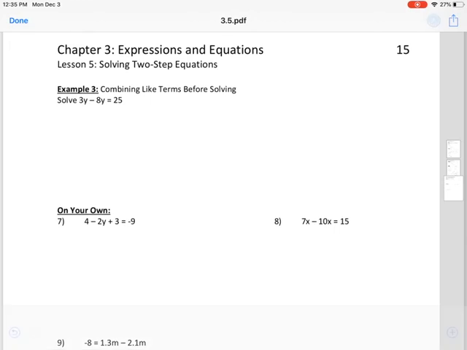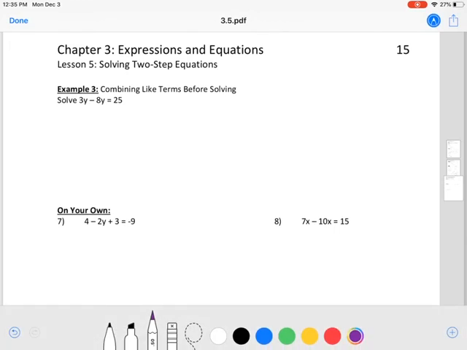So the last part of solving two-step equations is what if you have like terms. What we can do here is combine our like terms before solving. So for instance, if we have 3y minus 8y equals 25, you'll notice these are like terms because they both have y. So we can combine those first. So 3y minus 8y would be negative 5y equals 25.